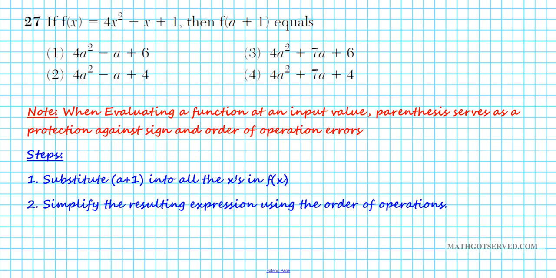All right, let's take a look at the last problem in the multiple choice section. 27 reads, if f of x equals 4x squared minus x plus 1, then f of a plus 1 equals.